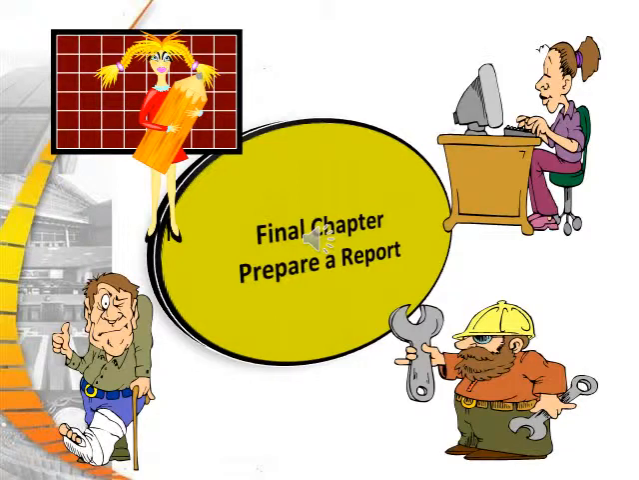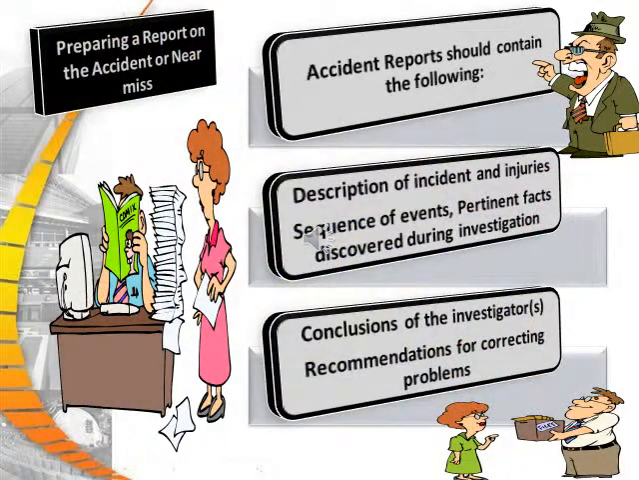Final chapter: preparing a report and recommendations. Accident reports should contain the following: a description of the incident and injuries, the sequence of events, pertinent facts discovered by the investigation, conclusions of the investigators, and recommendations for correcting the problem.